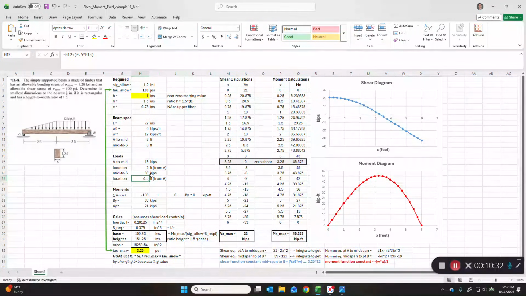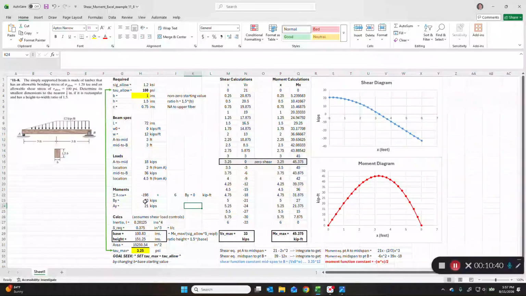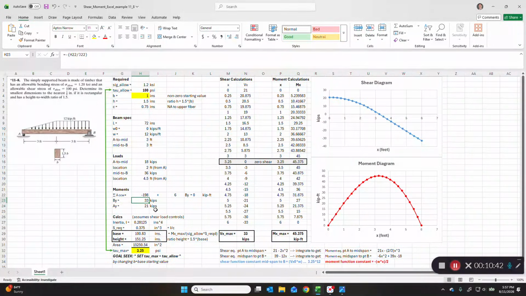Okay. Why did we do that? So we can sum moments around A, counterclockwise is positive, and then obviously they're equal to 0, so we want to solve for the unknowns By and Ay. So these are important because without these we couldn't go on to our next section. So we're not going to do the calcs yet.